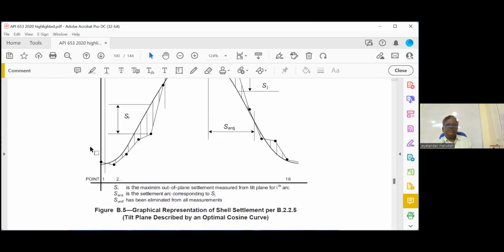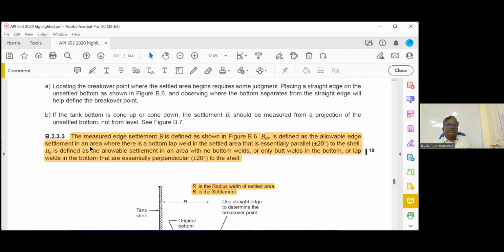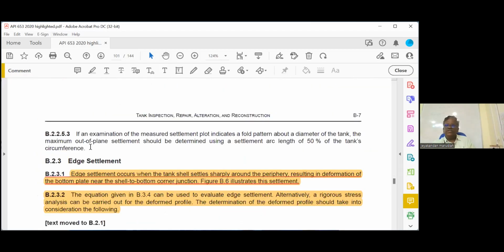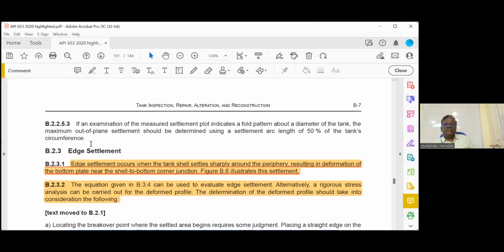Then these are not important. Please go to the next one, page number B-7, edge settlement. B-7, edge settlement.